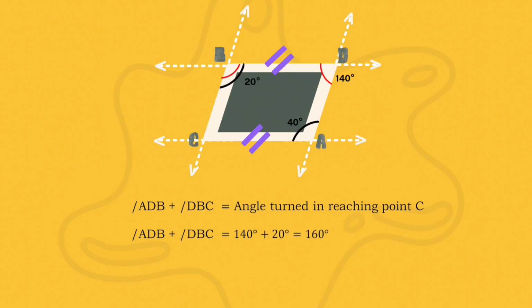Next part, we have to find the angle turned in reaching point C, and that will be equal to angle ADB plus angle DBC. So, we have already found that angle ADB is 140 degrees, and angle DBC is given to be 20 degrees. Adding the two, 140 degrees plus 20 degrees is equal to 160 degrees. So, this is the angle turned in reaching point C.